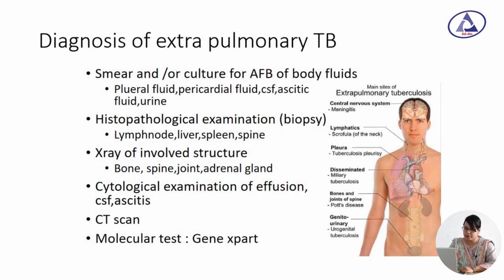Diagnosis of extrapulmonary TB. Smear or culture for AFB of body fluids like pleural fluid, pericardial fluid, CSF, ascitic fluid and urine. Histopathological examination or biopsy taken from lymph node, liver, spleen or spine. X-ray of involved structure like bone, spine, joint, adrenal gland, etc. Cytological examination of effusion, CT scan and molecular test which is GeneXpert.